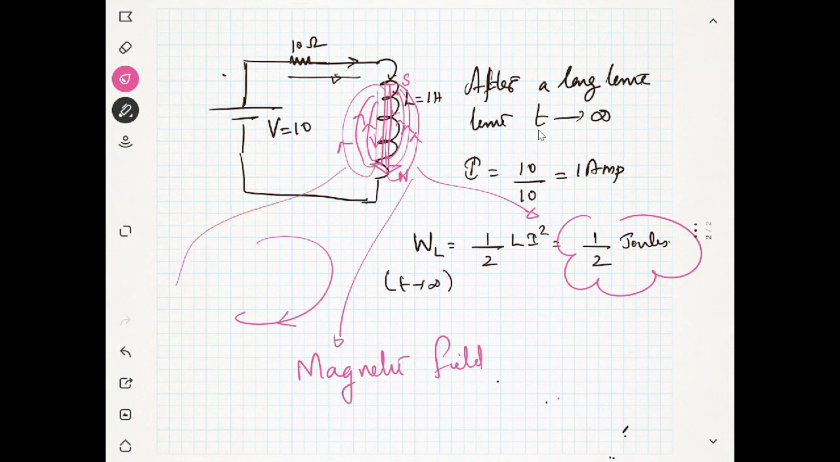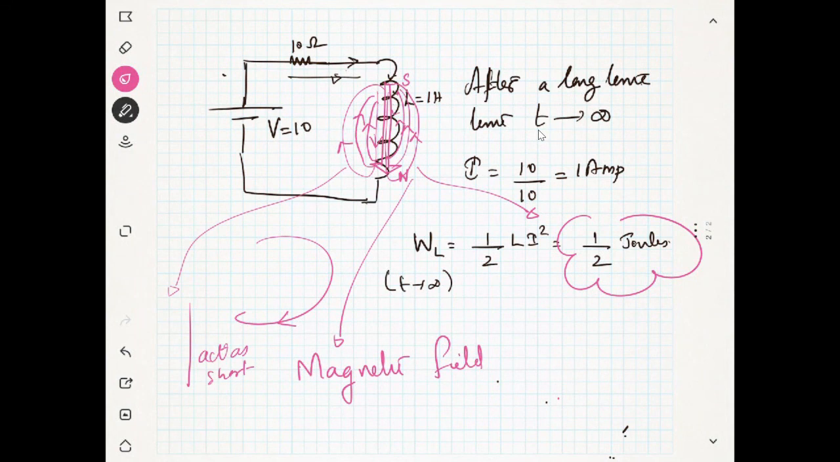He is just acting like a wire. That's why you always study it like this: after a long time, the inductor will act like a short circuit. What is the property of a short circuit? A short circuit will never take any power, right? Just a conductor. Any doubt? You can ask me.